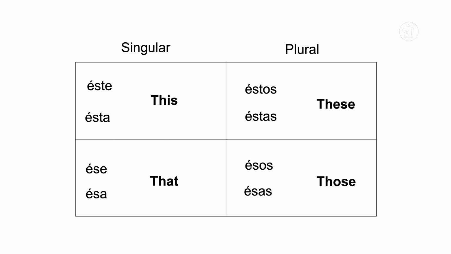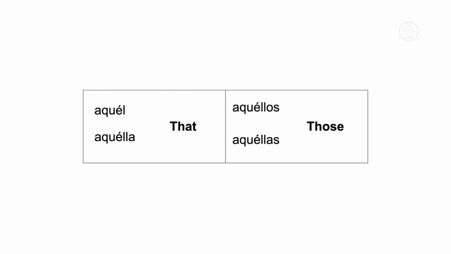Now, remember, previously, I told you that in Spanish, there are 3 distances. We will now look at the third distance, which is aquel, which means far away. When we use aquel or aquella, we are referring to that which is far away. Aquel is for singular masculine things and aquella is for singular feminine things. Remember, aquel and aquella is for nouns that are far away.